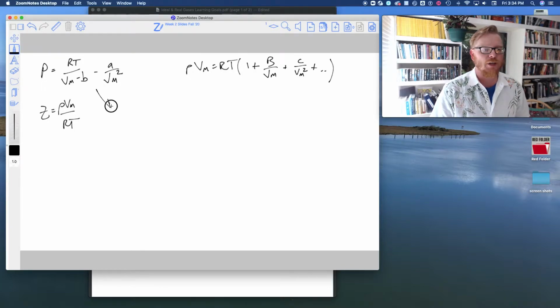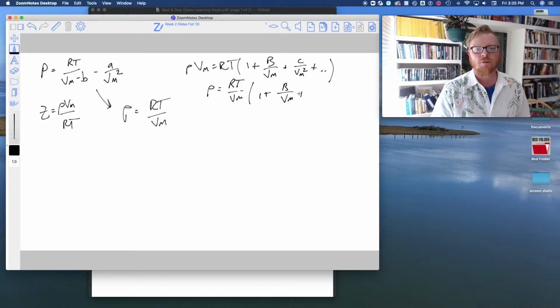So what I'm going to do with van der Waals is write it as P equals, and factor out an RT over Vm. The reason I'm going to do that is because up here I can actually see that I can write this virial equation as P equals RT over Vm, so all I did was divide by Vm, times 1 plus B over Vm plus C over Vm squared, etc.